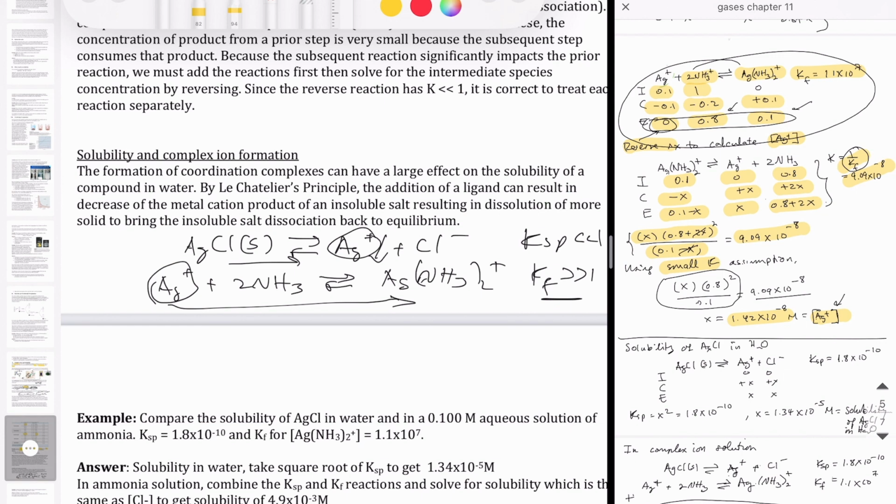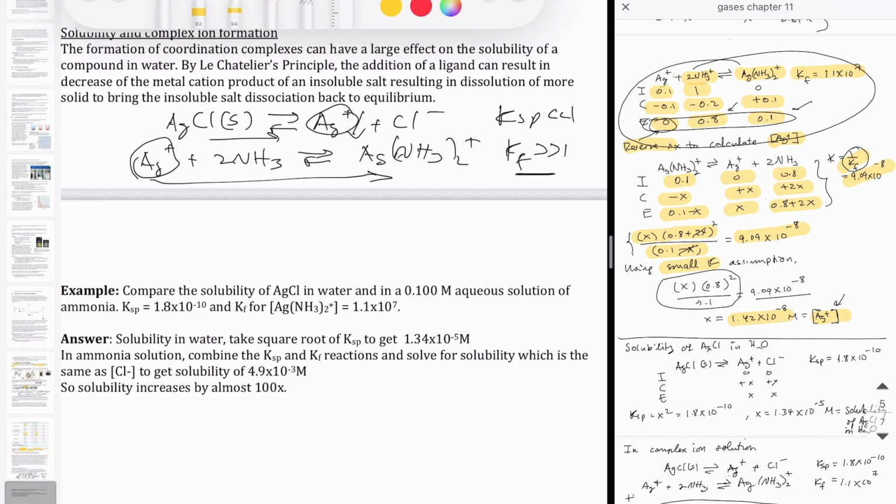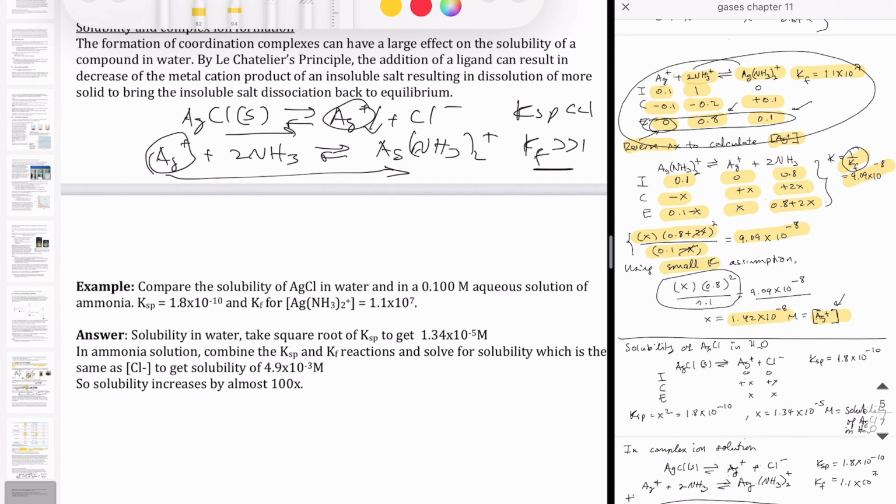So what I'm going to do here is show you an example of how to do the actual calculation to figure out how solubility is changed as a result of the availability of a ligand that can form a complex ion with the transition metal. So let's take a look at the problem. It says compare the solubility of AgCl in water and in the presence of 0.1 molar ammonia. Okay, so literally we just want to see, if I put AgCl in water versus in a solution of ammonia, what would the difference be in solubility?